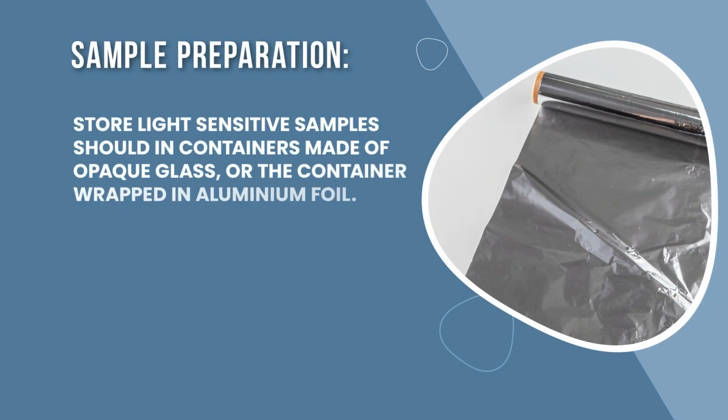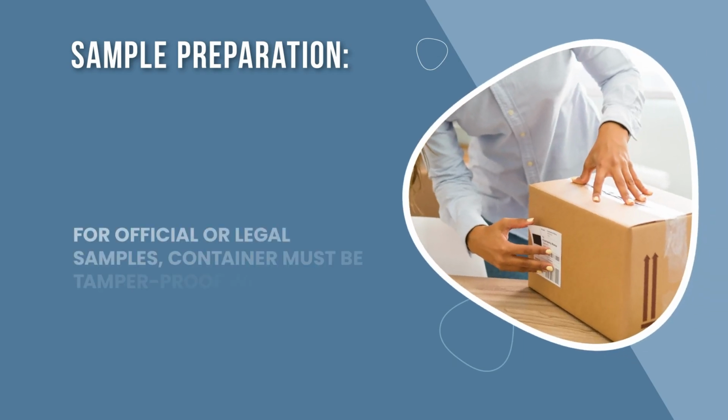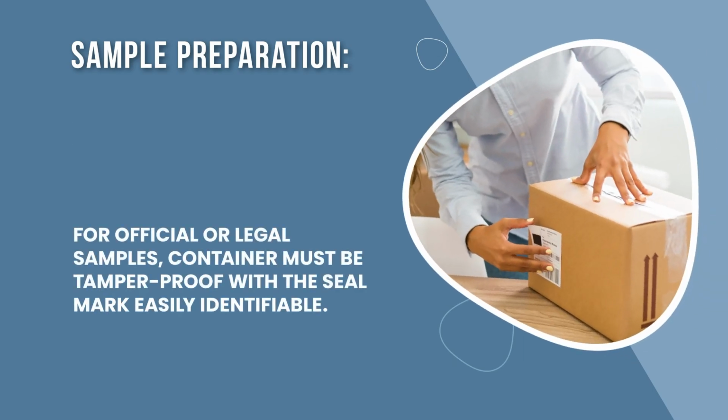The light sensitive samples, we store them in dark opaque glass containers, or containers which do not let the light enter there. Store oxygen sensitive samples under nitrogen condition. Preservatives, we have already talked about it. And for official or legal samples, the container must be tamper proof and it must be sealed properly.